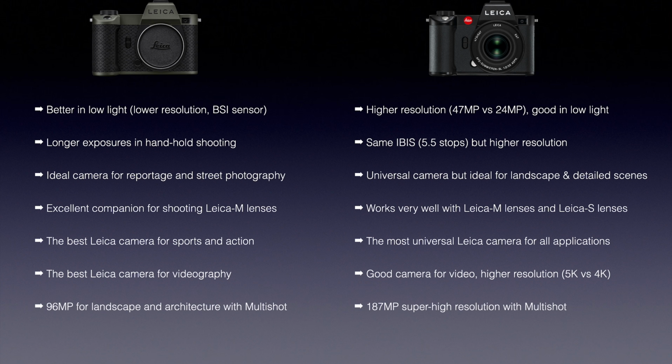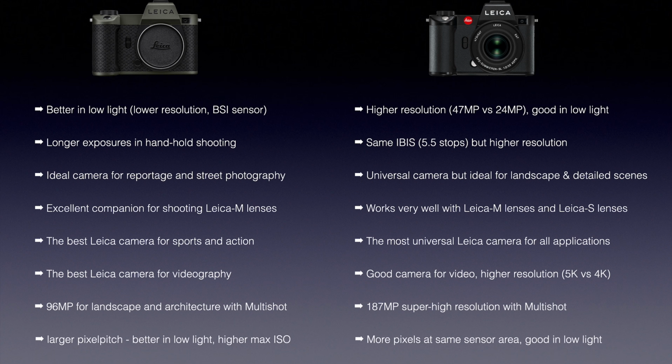And then we have of course on both cameras the multi-shot mode, and that enables super high resolution shooting. On the SL2-S you can go up to 96 megapixel and on the SL2 187 megapixel, and that is of course nice. And if you compare the multi-shot option on the SL camera system with the multi-shot we have on other camera brands, in the Leica world it really works, and I will post a video in the next weeks where you will clearly see this.